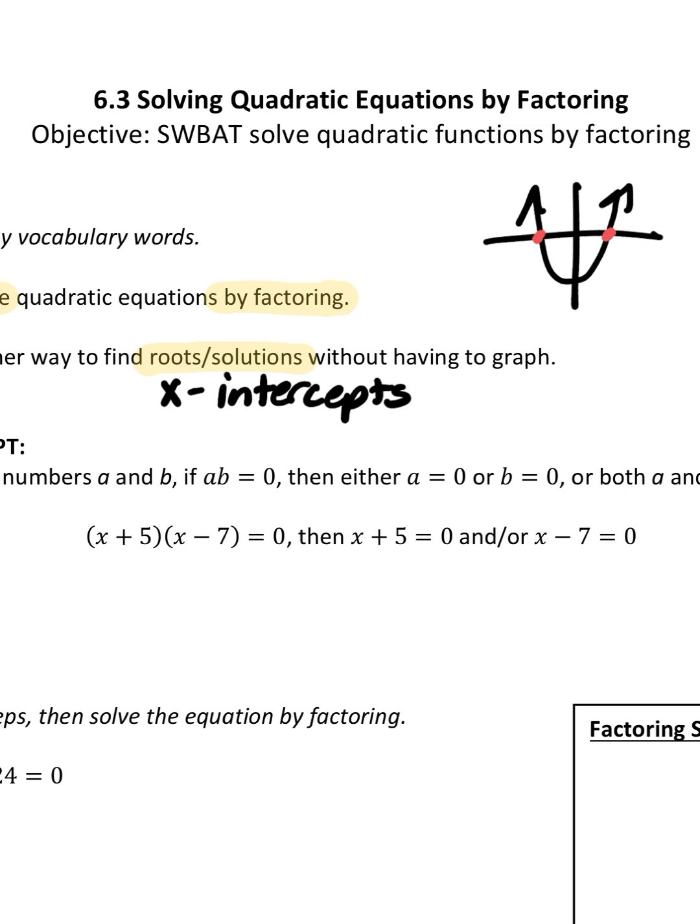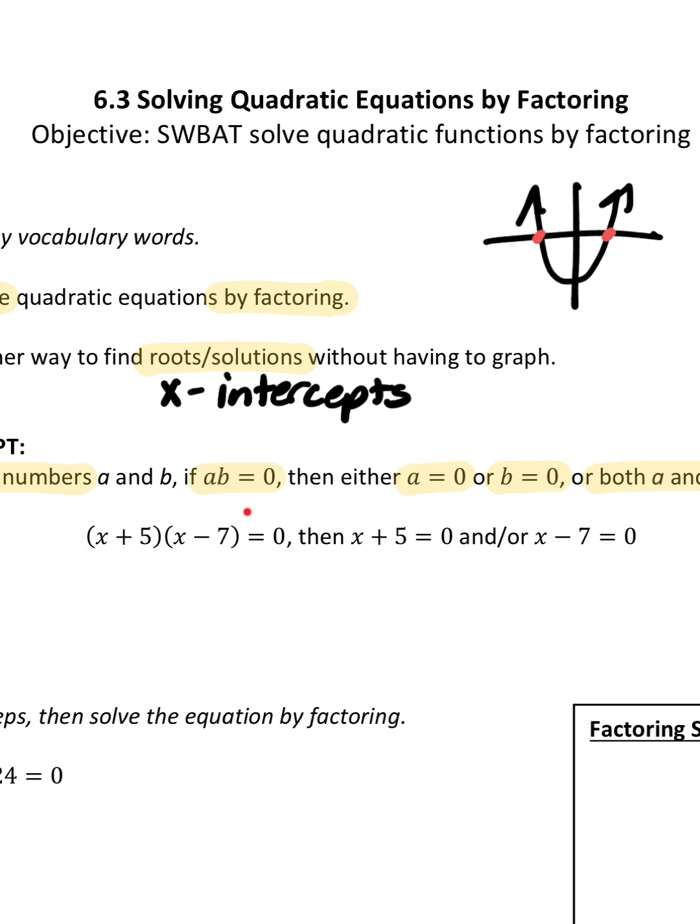Okay, so the key concept here is that for any real numbers, meaning we've got the numbers that you're familiar with, a and b, if a times b equals 0, then either a is equal to 0 or b is equal to 0, or both a and b can be equal to 0, okay? So there's a couple different ways to solve this, but essentially what you need to know is that we are solving for x.